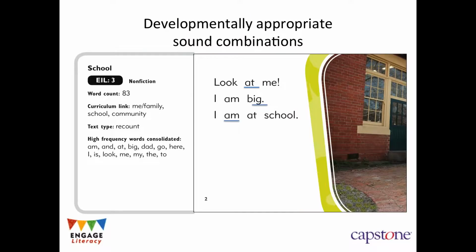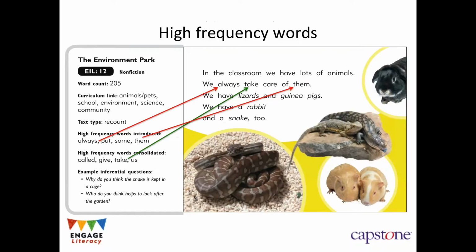Many things are taken into consideration when writing non-fiction texts for engaged literacy. These include developmentally appropriate sound combinations. An example of this is the consonant-vowel combinations used in the words at, am, and big in the Level 3 text School. Graded word lists are also taken into consideration when constructing non-fiction texts. These lists contain high-frequency words and words that relate specifically to the topic. An example of a topic word is the word animals in the text The Environment Park.